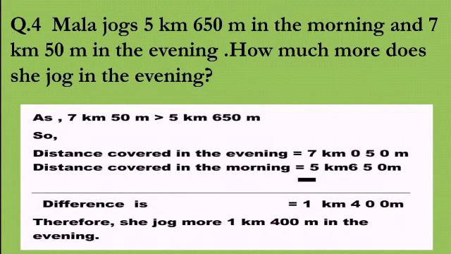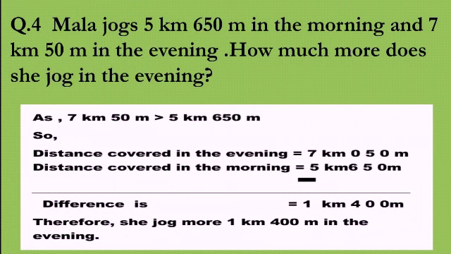Now let's start our fourth question. Mala jogs 5 km 650 meter in the morning and 7 km 50 meter in the evening. How much more does she jog in the evening? Much more, that means we have to subtract.